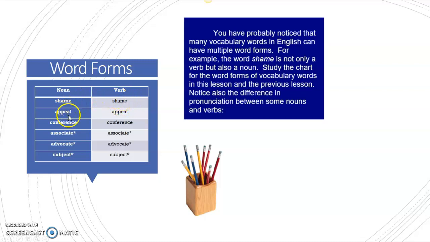Take a look at this chart on the left here. Notice that appeal can be a noun, but it can also be a verb. Conference is also a noun and has the same verb form as well.